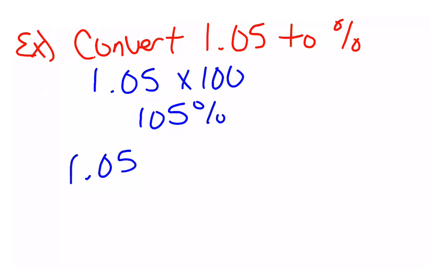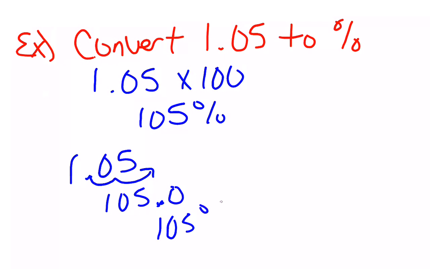The moving the decimal trick works the same way. This time we move to the right 2 spaces, 1, 2. So we get 105.0 if you'd like that, or just 105%.